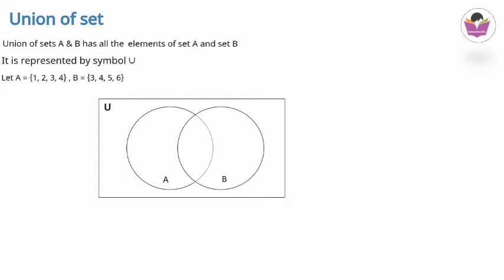Now let's check the common elements. Here 3 and here 4, and here also 3 and 4. So let's mark 3 and 4 in the common portion. And the remaining elements: when you consider set A, 3 and 4 are taken, so the remaining are 1 and 2. So let's plot 1 and 2 in this portion. And when you consider B circle, 3 and 4 are already taken, so 5 and 6 are balanced, and that will come here.